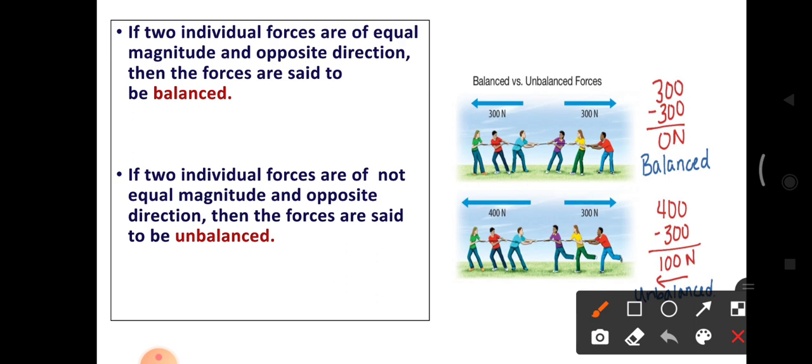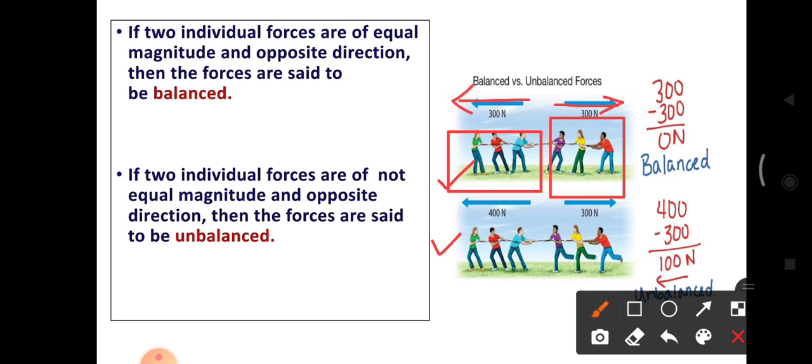Look at this image. They are playing tug of war. In each team, there are 3 members. They applied the forces in the opposite direction with the same magnitude, 300 Newton, 300 Newton. So when two forces act in the opposite direction with equal magnitude, then the forces are said to be balanced force. In balanced force, there is no motion.